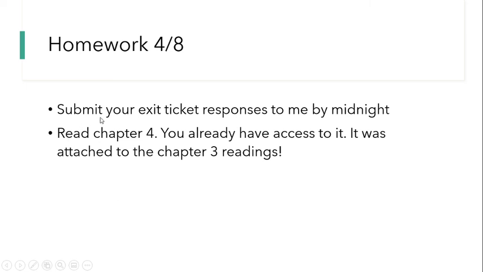Aside from that exit ticket, you are also to read Chapter 4. You already have access to it. It was attached to the Chapter 3 readings. I put both Chapter 3 and Chapter 4 in the same PDF, so just open up the same file that you had been reading these past 2 days. You should have been done with Chapter 3 by last night. If you're not, then I suggest that you speed through Chapter 3. It wasn't that long. And Chapter 4 is just as long, which again is not that long.